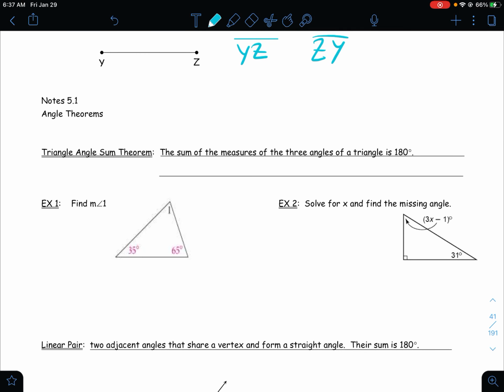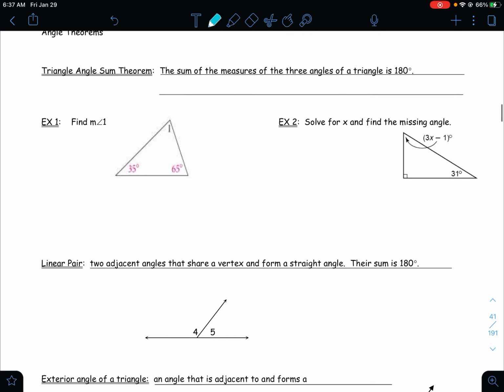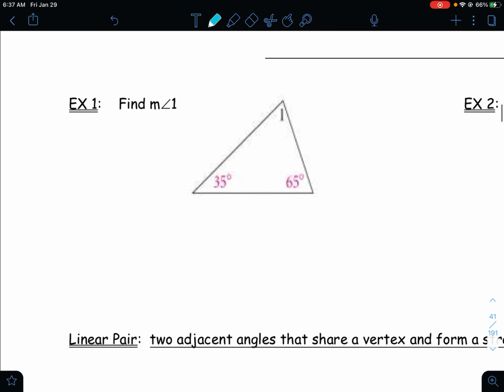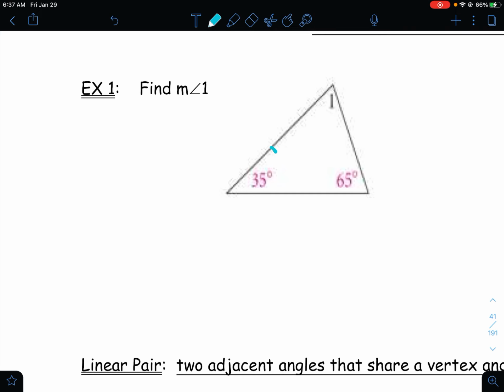All right, so for this next one, it says triangle angle sum theorem. The sum of the measures of the 3 angles of a triangle are 180. So this is something you should definitely know and have memorized, okay? The sum of the measures of 3 angles of a triangle is 180. So if we look here, that means that these 3 angles need to add up to 180.